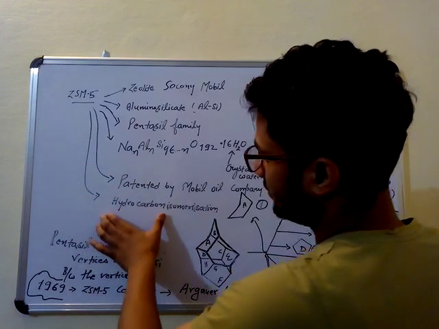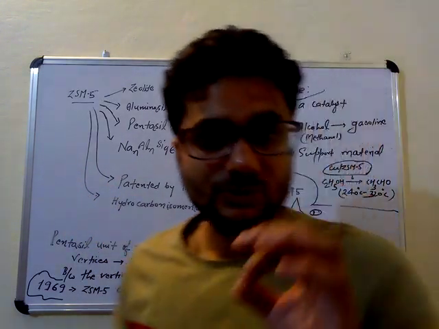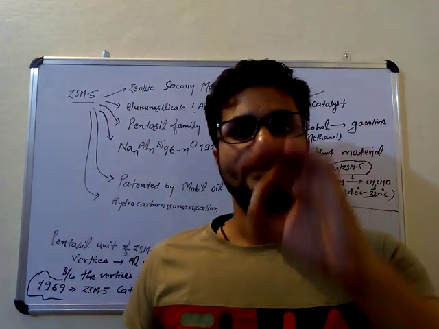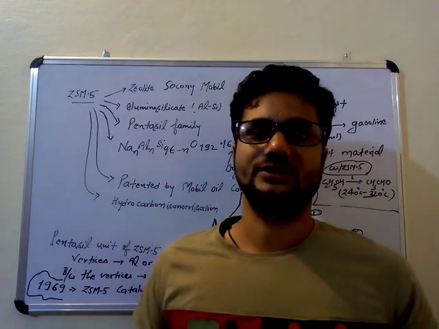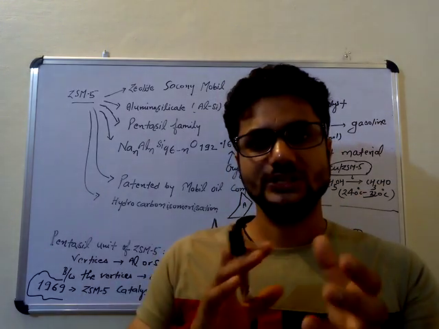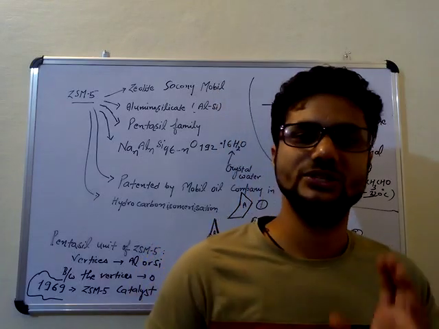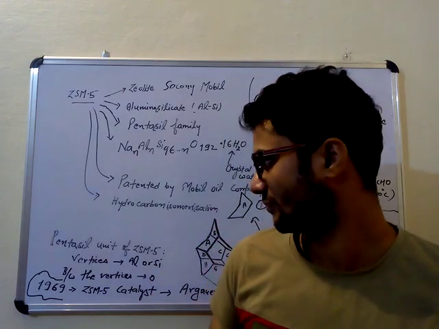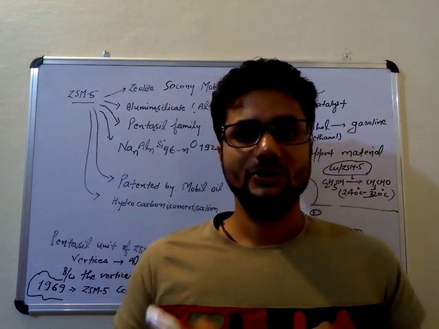Mostly ZSM-5 is used for hydrocarbon isomerization. At first, what is isomerization? Compounds having the same molecular formula but different structures are known as isomers, and the process by which they are interconvertible to each other is known as isomerization. So ZSM-5 is used for hydrocarbon isomerization. Alright, so I told you about the pentasil unit.